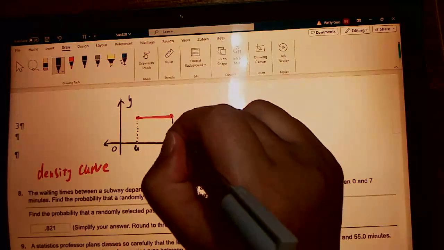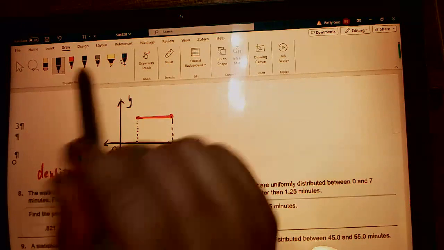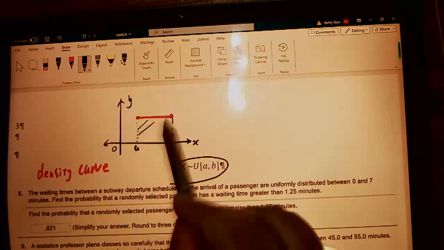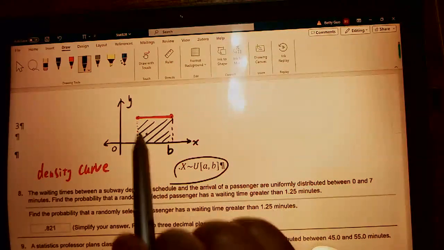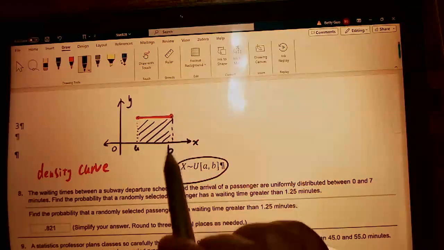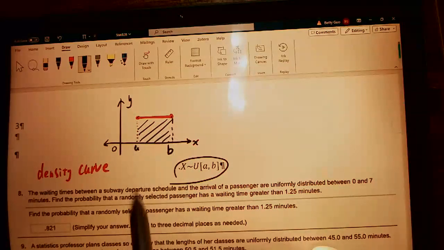Let's check the two conditions. First condition, the curve is completely above the x-axis, right? Very obvious. The second condition is the area of the region right below the density curve and above the x-axis. In this case, of course, it has to be to the right of x equals A and to the left of x equals B, right? This is a rectangle. The area of the rectangle has to be 1.